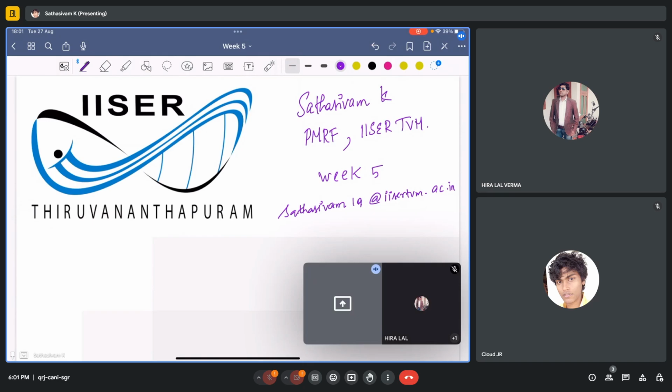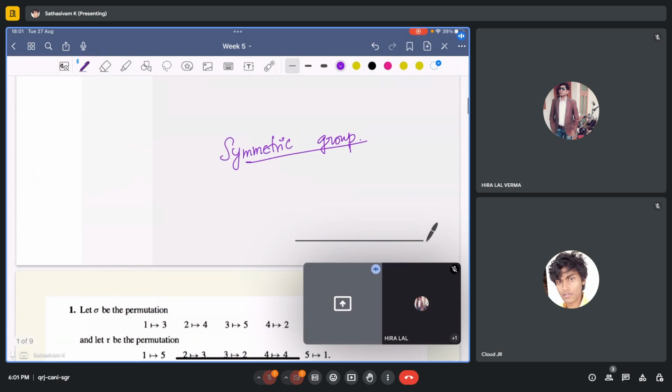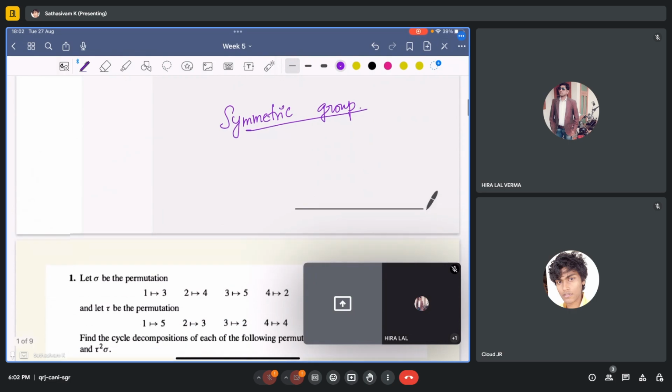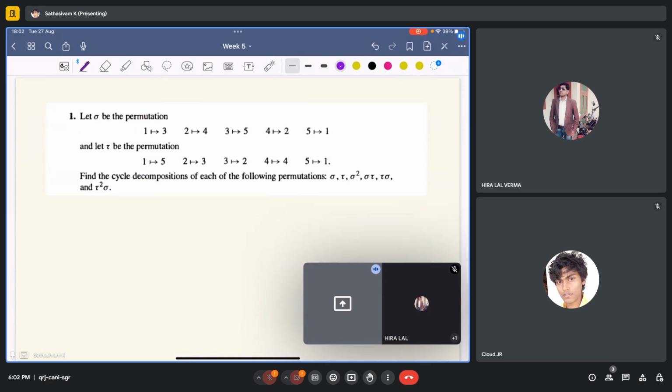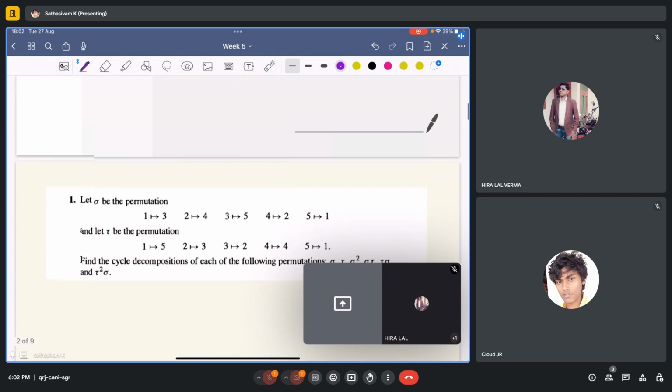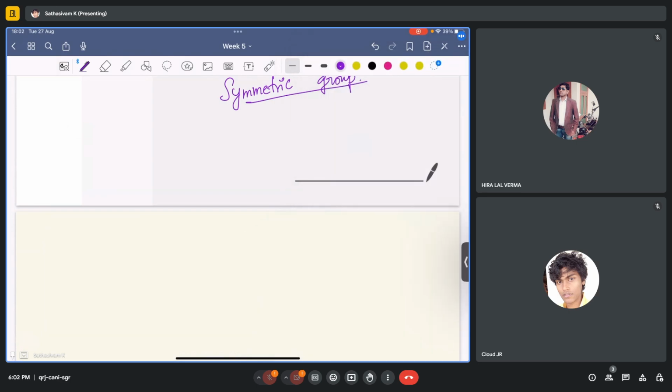So I'm Sathasivam from ICTVM, and this is week 5 of the Introduction to Abstract Group Theory course. The main topic that we are going to cover is symmetry groups. We will do a few examples computing the symmetry groups, and we will try to see some properties of them. So here is the first problem. But before that problem, I will just recall certain things that we did earlier.